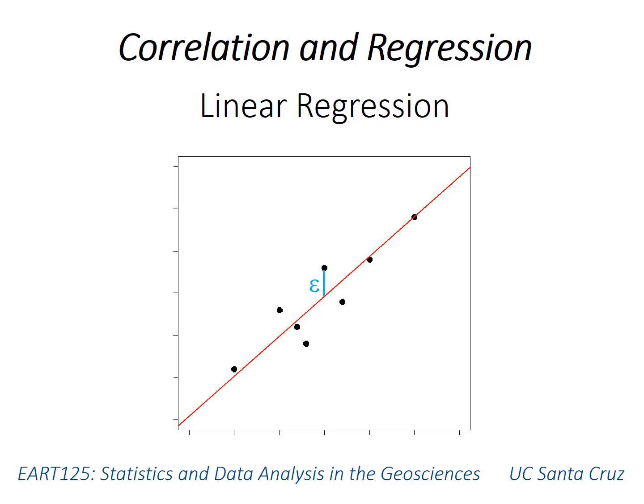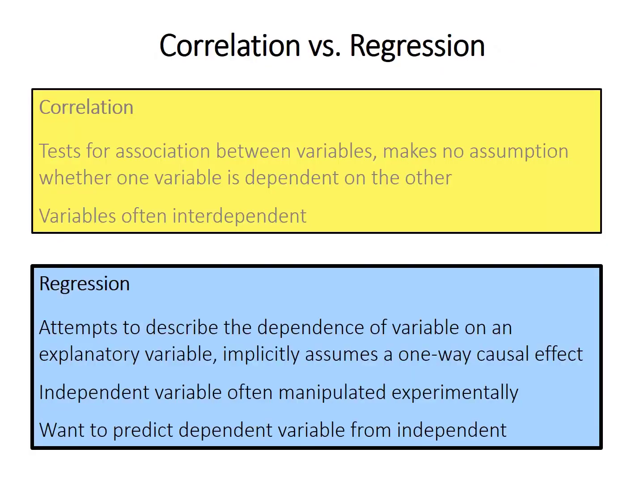This video will introduce linear regression, or one method in particular for linear regression. So regression encompasses a broad range of techniques, and we'll just focus on ordinary least squares regression in this video, although I'll mention a few of the other techniques without going into a lot of detail. So we've already covered correlation, used to test for an association between variables, where those variables might be interdependent, but they don't have any causal relationship between each other.